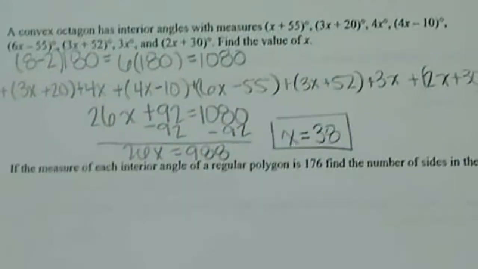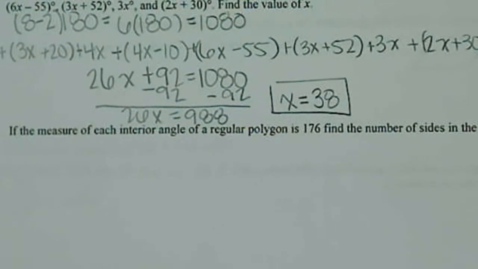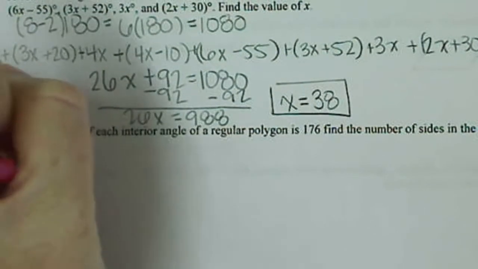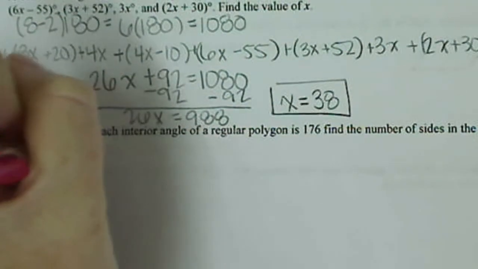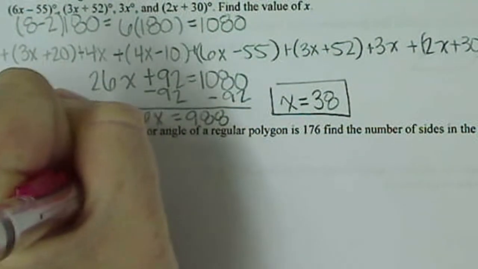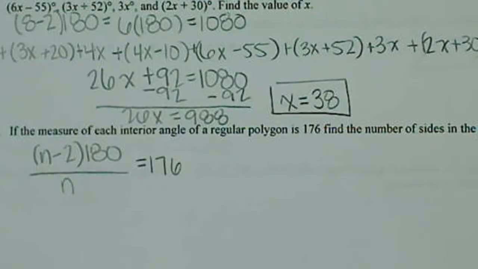Number 3. If the measure of each interior angle is 176, find the number of sides. So here's our formula: n minus 2 times 180. That gives us the sum of interior angles. Divided by the number of sides gives us 176. Let's solve for n.